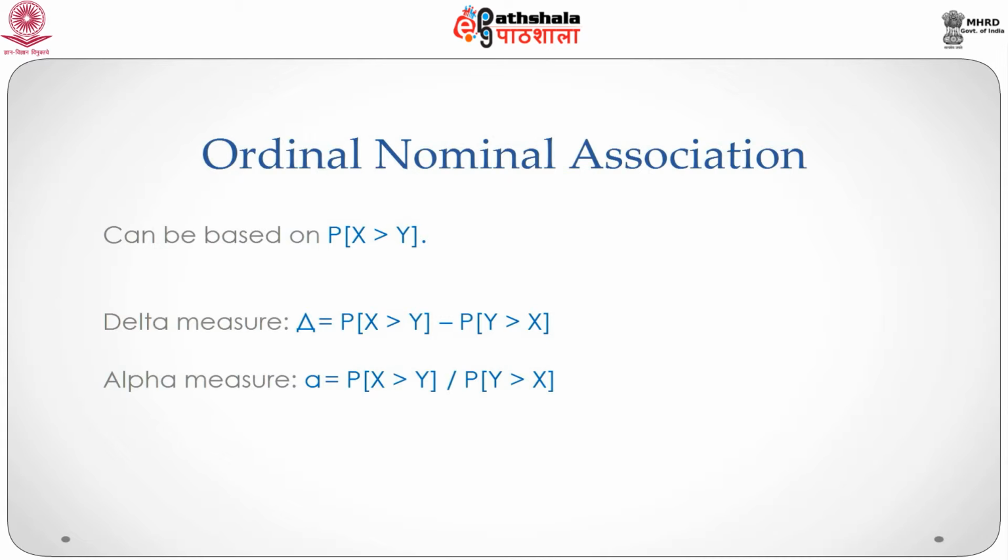variable. As I said before, we can choose to ignore the fact that one of the variables is ordinal and continue to use odds ratios. However, we can get more informative measures based on probability of x greater than y. We define two concepts. The first is the delta measure, which is probability of x greater than y minus probability of y greater than x.